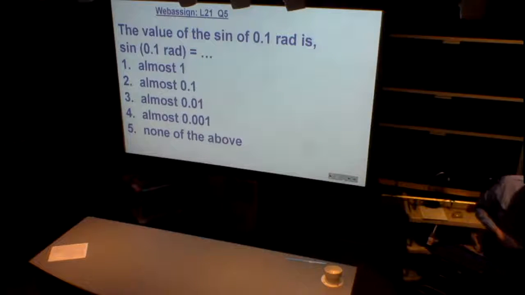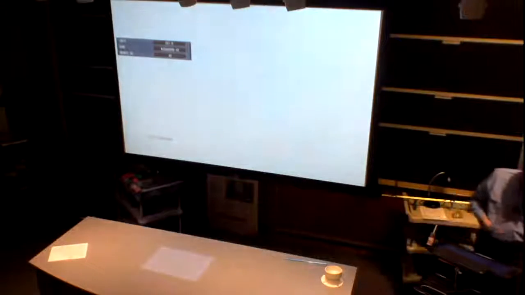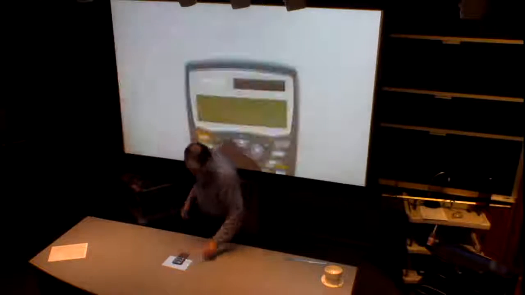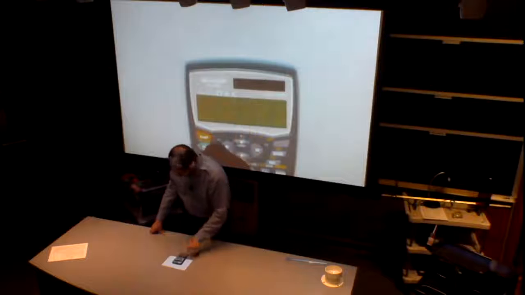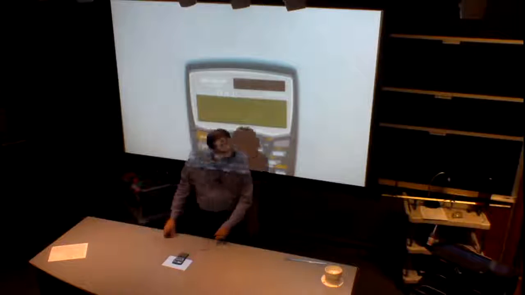Well, there is a problem I don't know how to solve, and that problem is I have no idea how to convert my calculator from degrees to radians. But that's not going to stop me. I know that 1 radian is about 57 degrees.